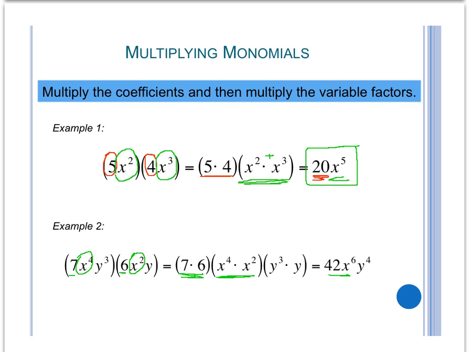Now we need to look at the y variables. So we have a y to the third in the first term and a y to the first in the second term. So when you multiply those together, again, adding the exponents on them, and remember, if you just have y, it really means y to the first power. So that leaves us with y to the fourth, and our final answer of 42x to the sixth, y to the fourth.